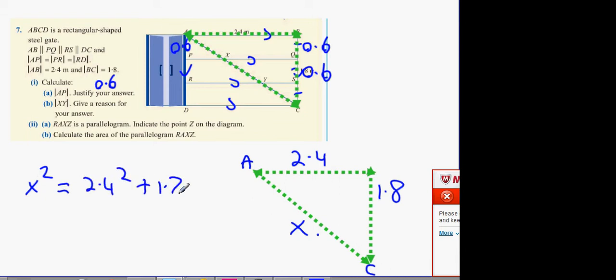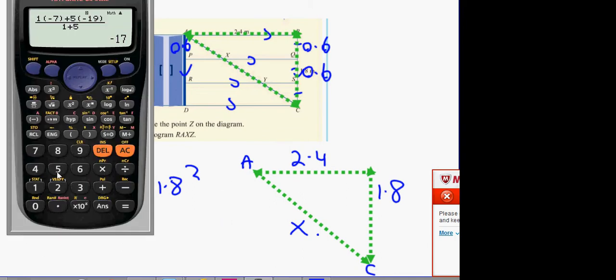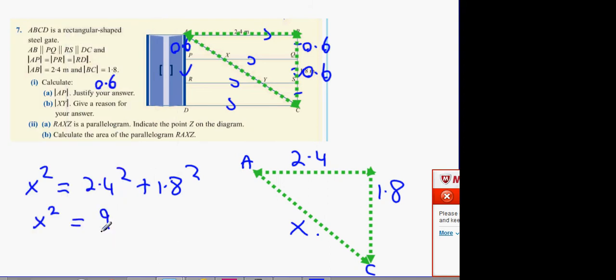Does anybody know what 2.4 squared is? 5.76. And then the other one was 3.24. Added together, that's 9. X therefore is equal to the square root of 9, which is 3.